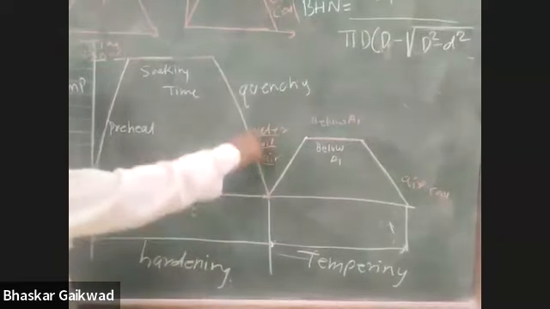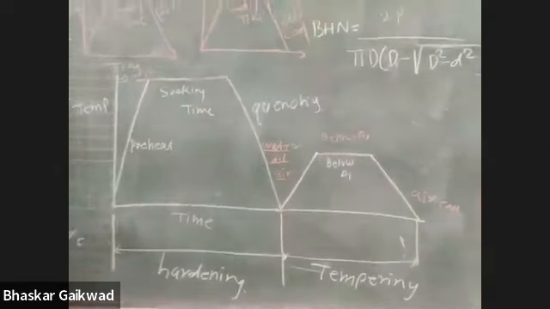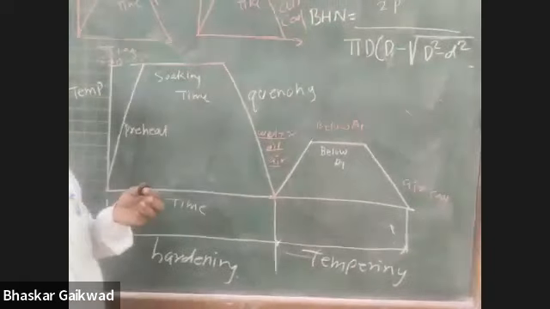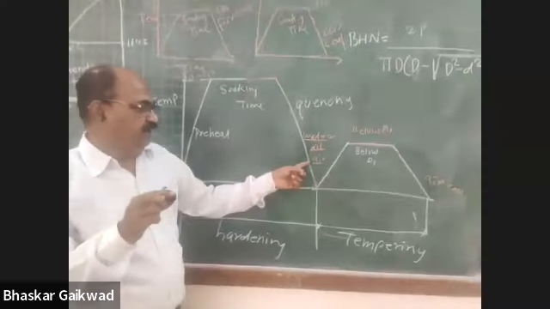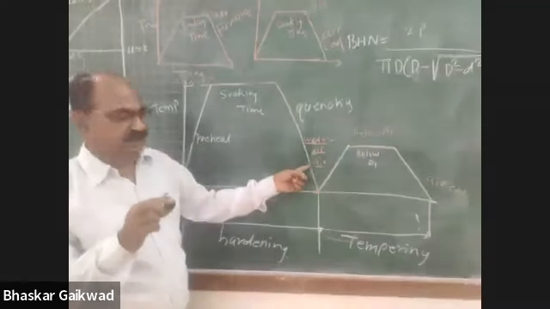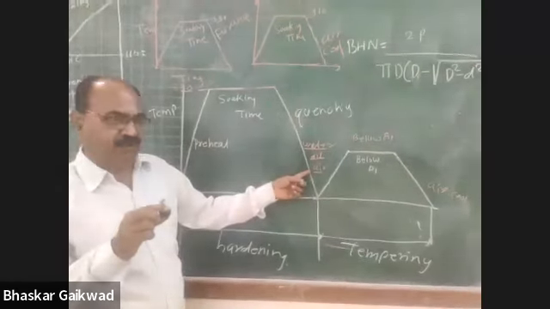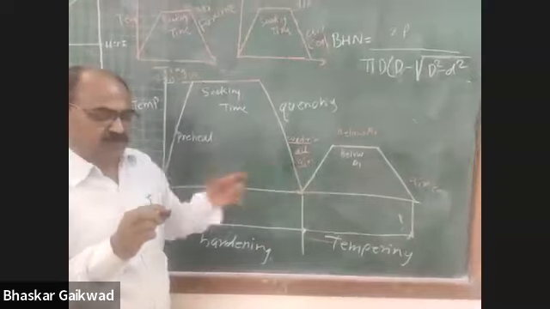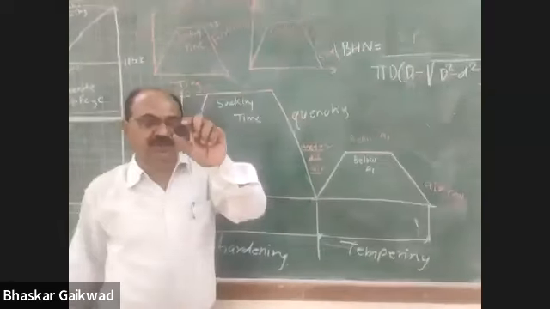Oil quench, air quench. The selection of this media depends on the specific hardness requirement. For more hardness you can go for water, but for different types of dies and punches, oil quenching is used. Then we can go for air. For our cutting tools we can go for air cooling. So this is the hardened workpiece.